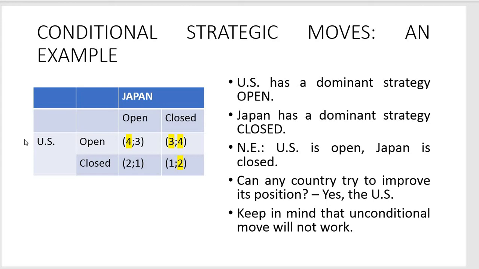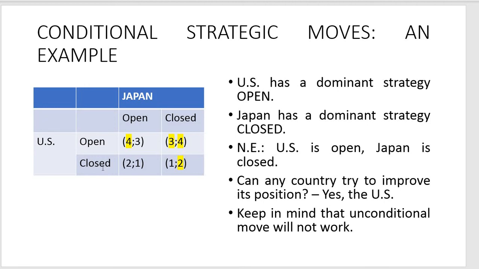The United States can tell Japan, listen, if you stay open, I promise to stay open. Of course, this is not very nice for you, because then you will get 3 instead of 4. But I can do something worse. If you decide to stay closed, I will stay closed, and then you will get 2. So by going for my proposition, you can get 3, and if you reject my proposal, yes, proposal.